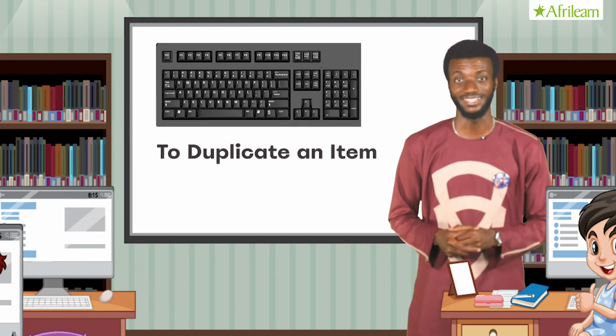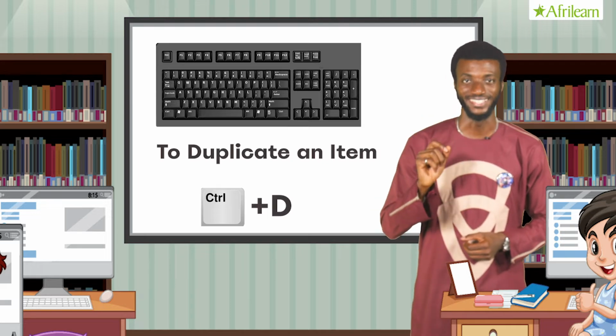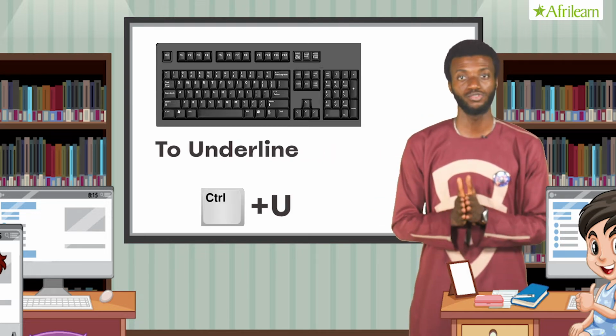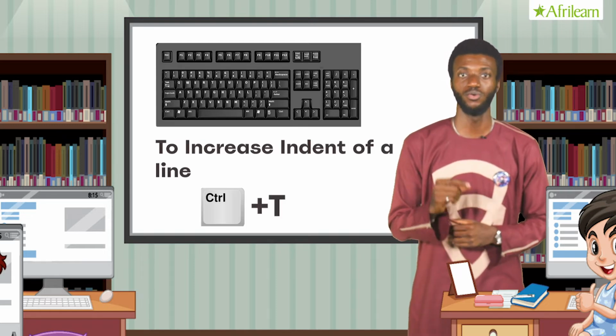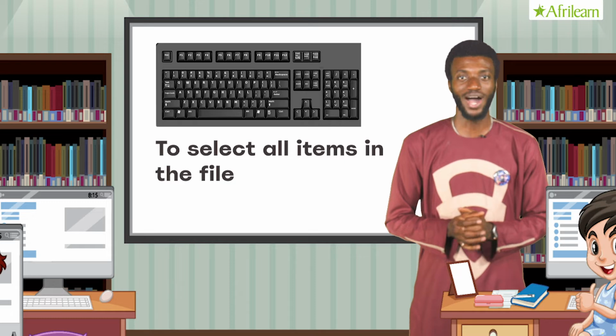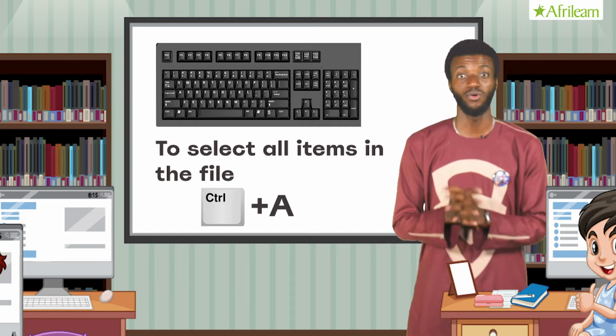To duplicate an item, we use CTRL D. To underline, we use CTRL U. To increase indent of a line, we use CTRL T. To select all items in a file, we use CTRL A.